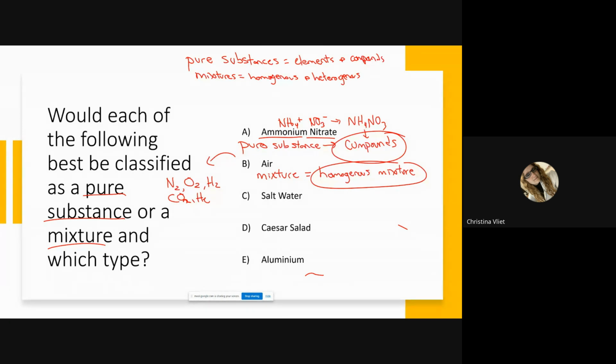Salt water. Mixture. NaCl plus H2O. It's got at least two components. It's a mixture, and it's going to be homogeneous because salt is salt. Whereas if I said oil and water, it would be a mixture, but it would be heterogeneous. And then we're going to learn very shortly what mixes in water and what doesn't. Caesar salad.